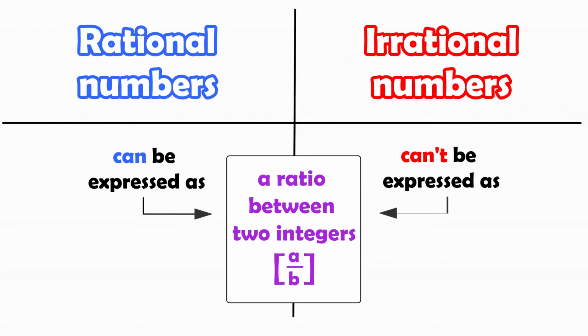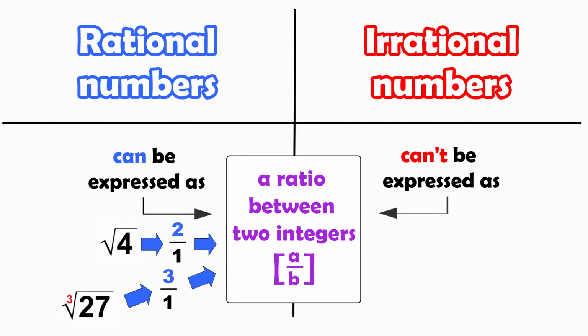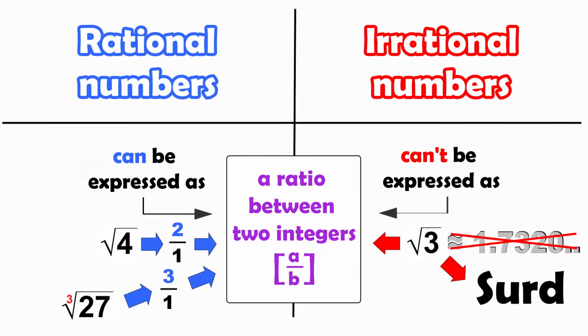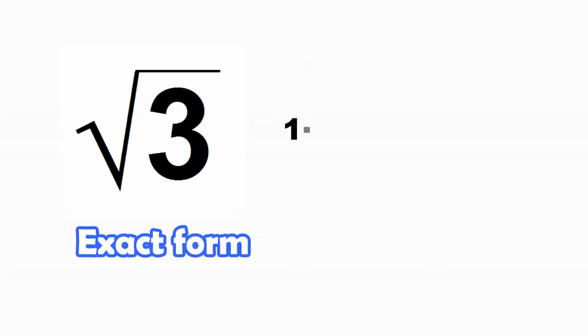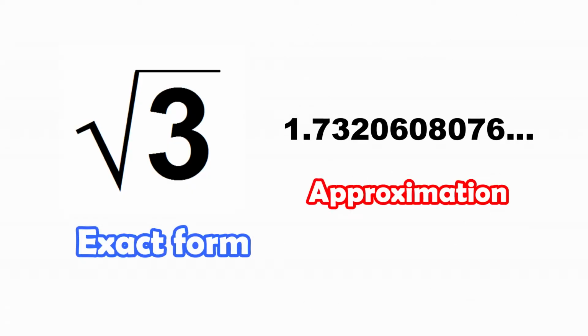Some radical expressions are rational, like the square root of 4 or the cube root of 27, but some are irrational. The square root of 3 is an example of an irrational radical expression. When a radical expression can't be evaluated to give you an exact answer and is left untouched, it is called a SURD. If you're ever asked to leave an answer in exact form, that's what this means: to leave it as a SURD rather than to calculate it and get an approximate answer.